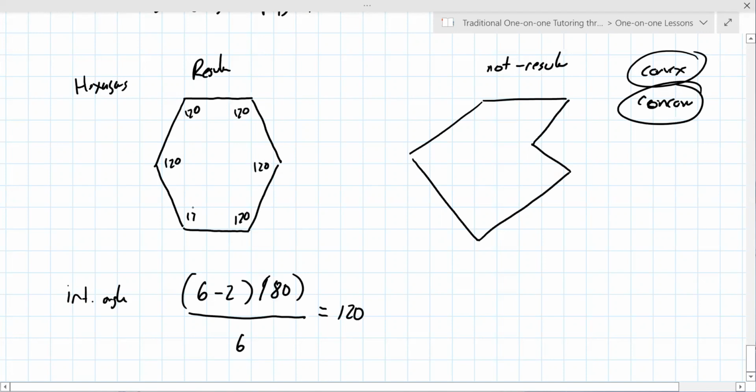Right. And that means that all the sides are congruent. But that's only for a regular hexagon. Over here on the left, the sum is still definitely 6 minus 2 times 180, which ends up being 720. But all that means is all these angles add up to 720. It does not mean that they're all the same. That's what I was trying to make clear.